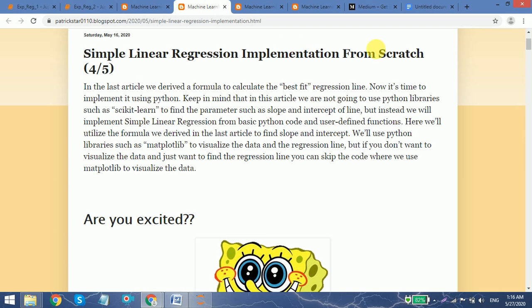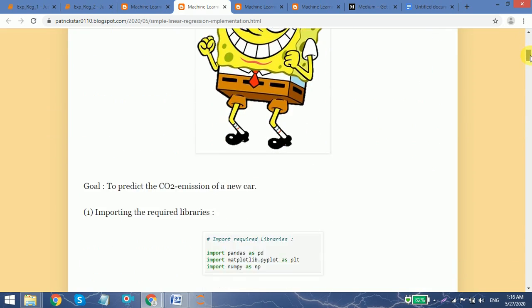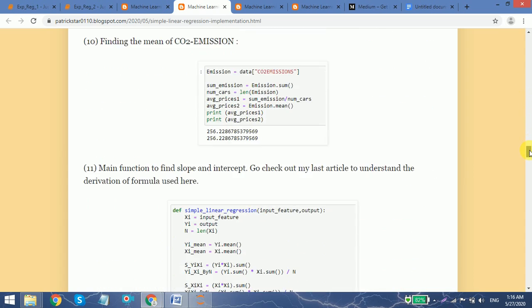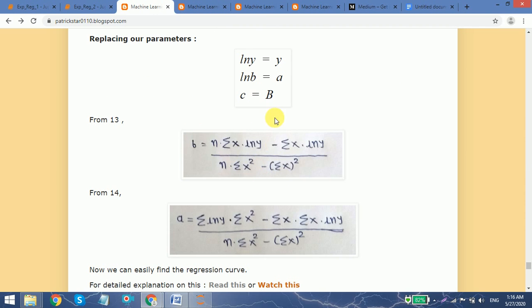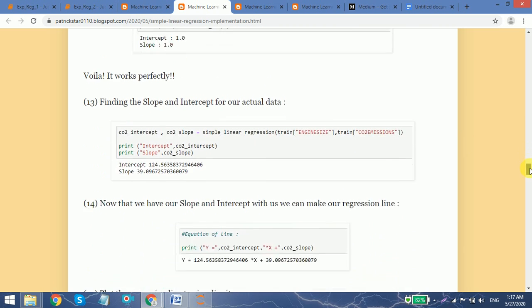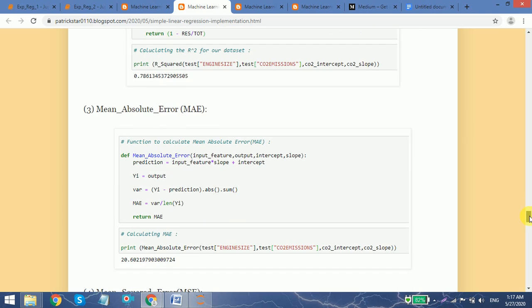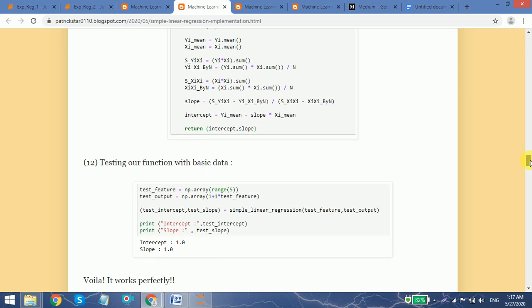I've already implemented it from scratch, and if you want to have a look at it, I will put the link in the description. Here you can see how we can calculate the values of our slope and intercept from scratch. I've used this function only to find the slope and intercept. Then we just plot the data and check the accuracy. I'm going to put the link in the description for the video and this article also, and it will give you a strong intuition of how the actual calculation works.